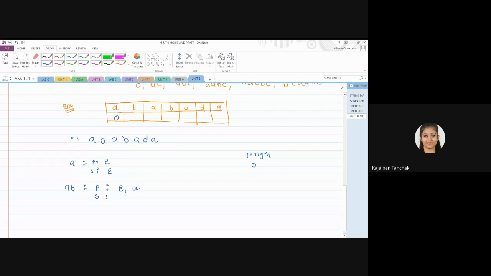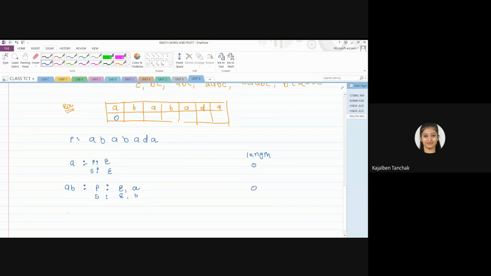AB, right? The suffix will count from B. So epsilon and B, try to match. Is there any character matching? Match the prefix and suffix. Is there any character matching? No. So here the length will be what?